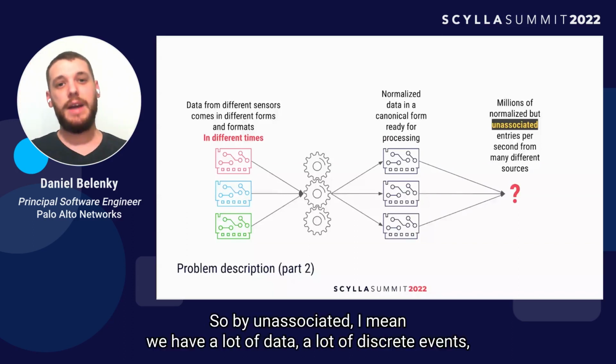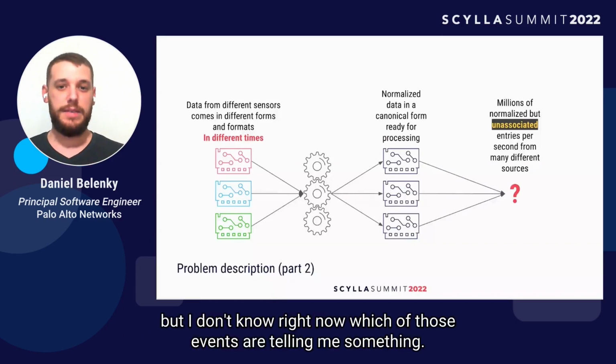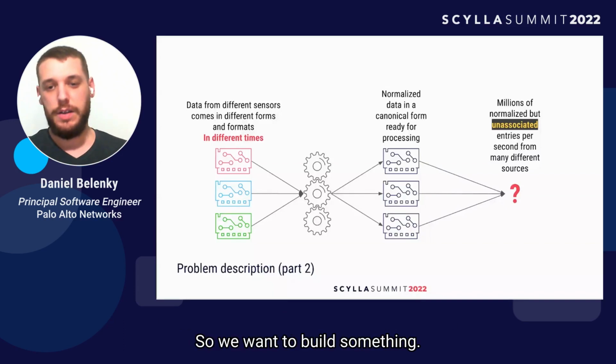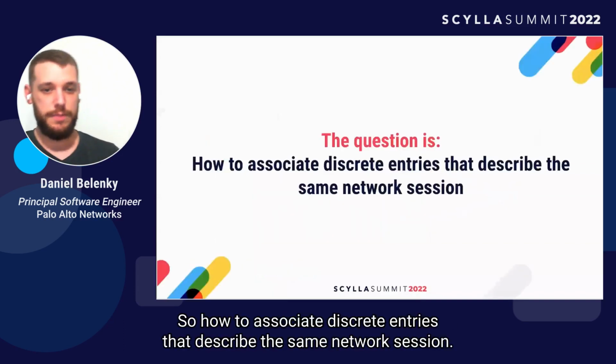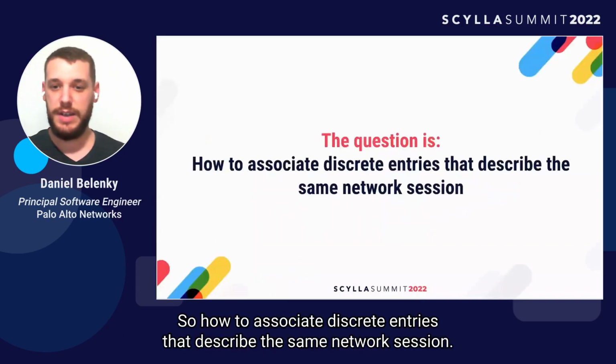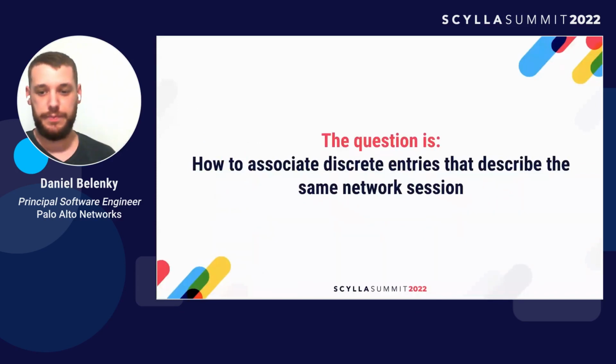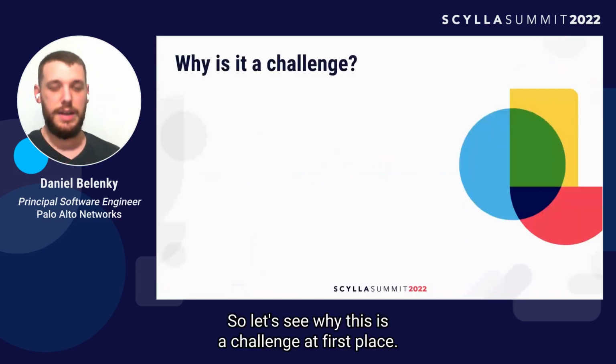By unassociated, I mean we have a lot of data, a lot of discrete events, but I don't know right now which of those events are telling me something. So we want to build something to associate discrete entries that describe the same network session. Let's see why this is a challenge in the first place.